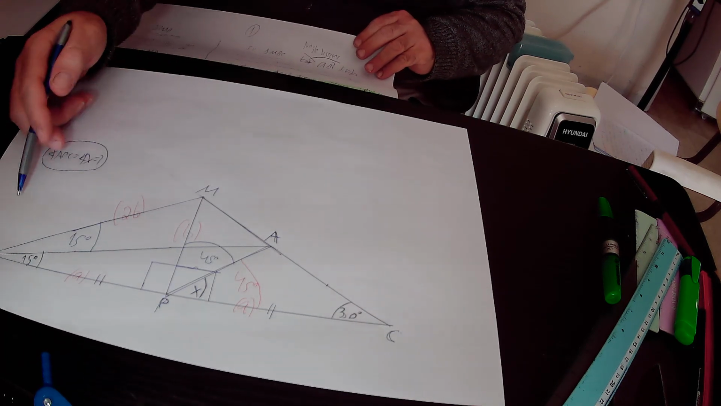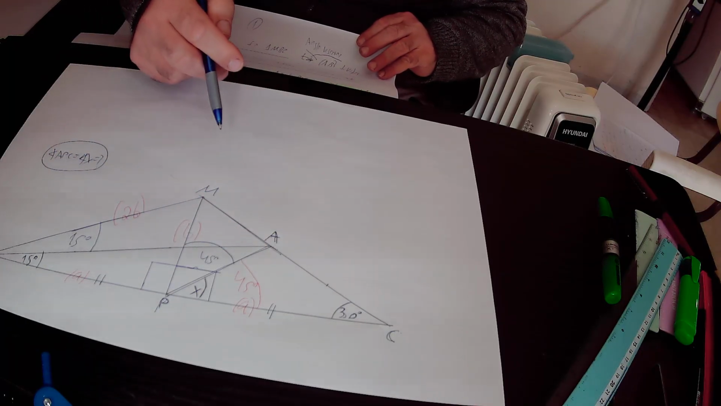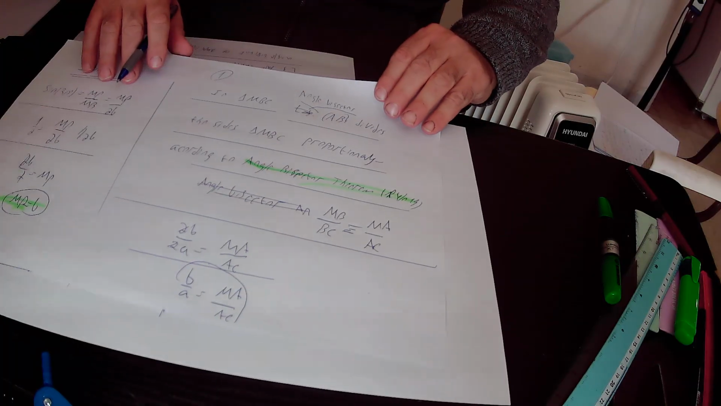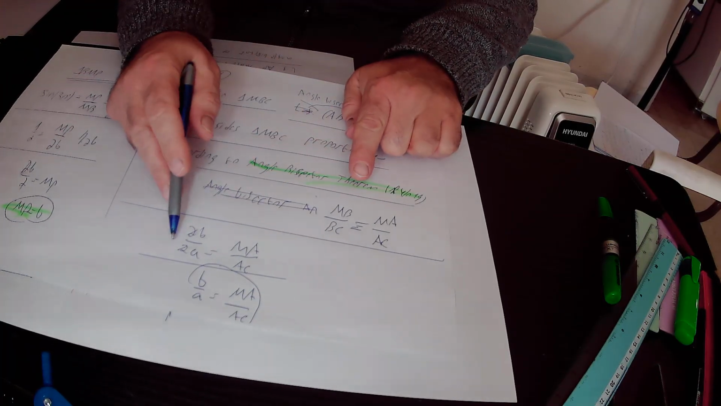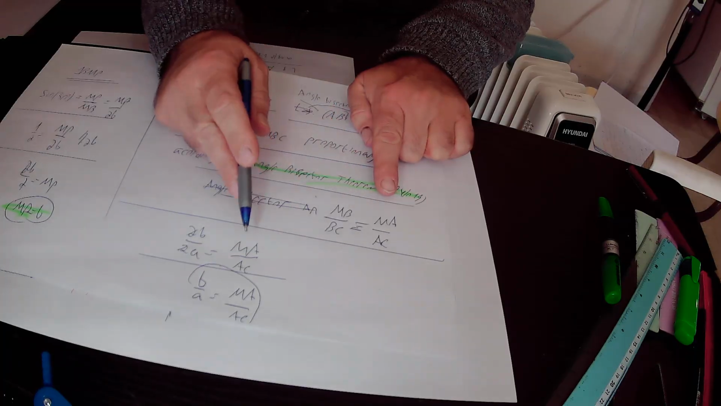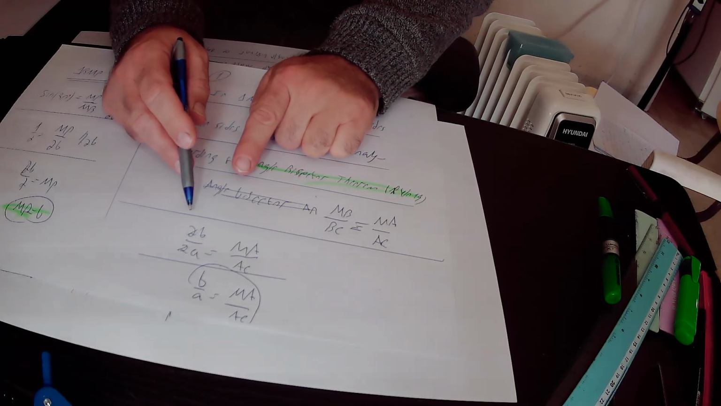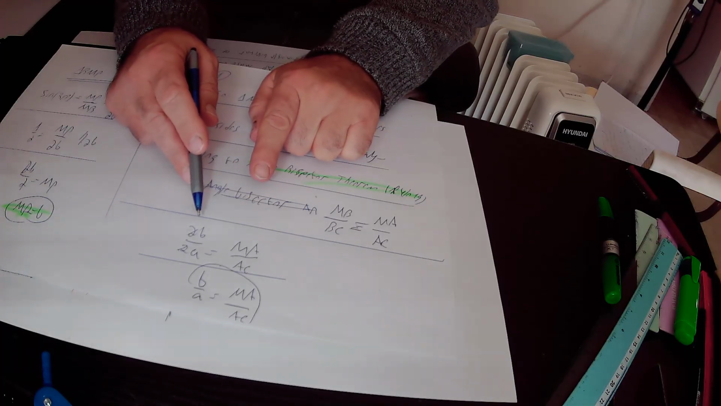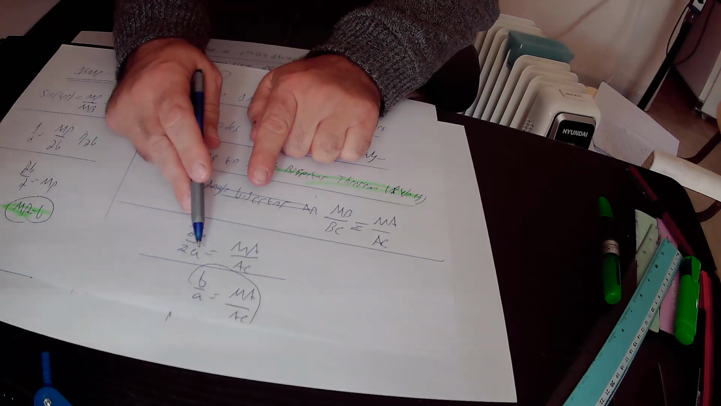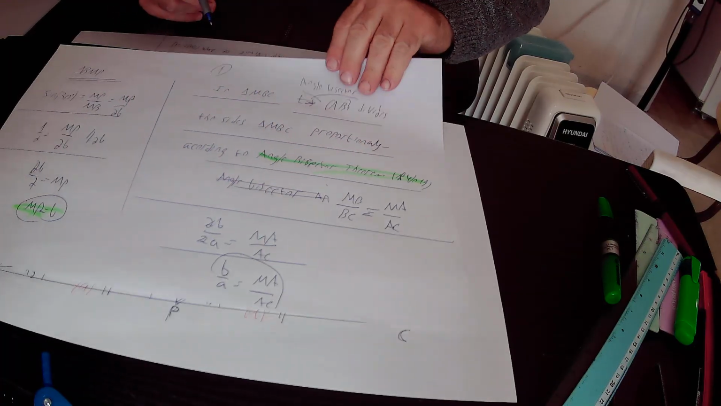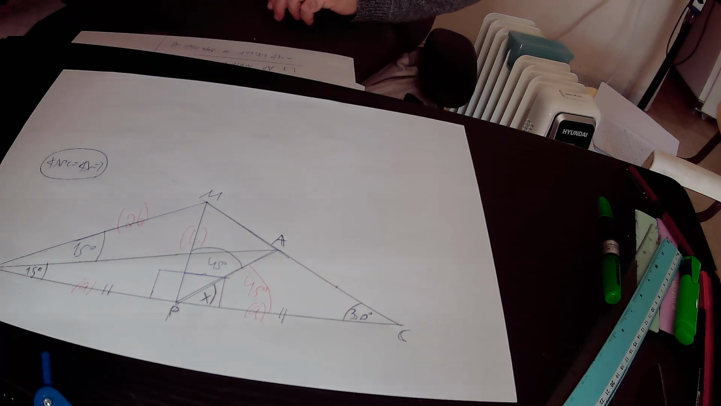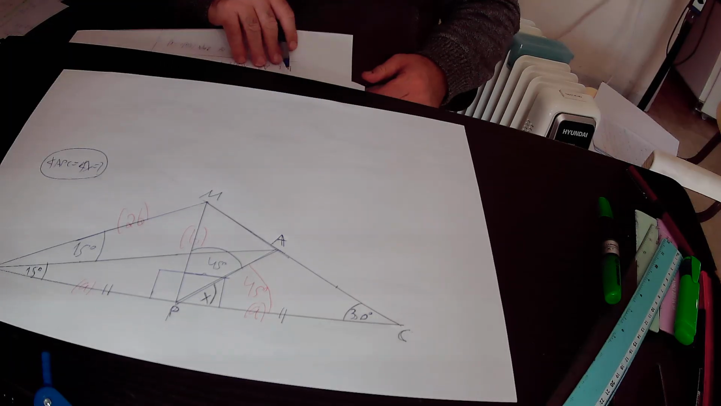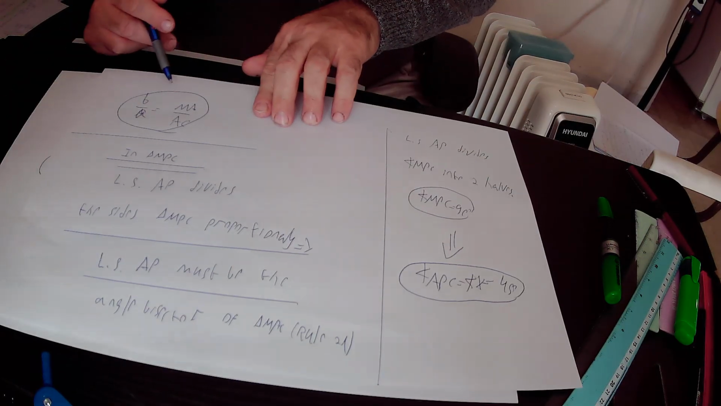MB is 2B, BC is A plus A, that is 2A, and it equals MA over AC. We have 2 in the numerator and 2 in the denominator, so the 2 will get cancelled. So on this side of the equation, we are left with B over A equals MA over AC. We found out that, according to the angle bisector theorem, B over A equals MA over AC.